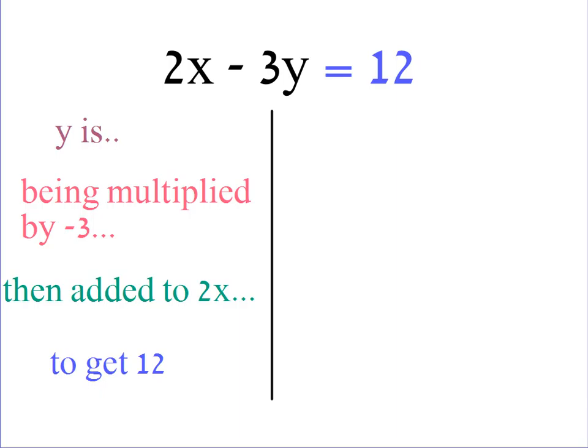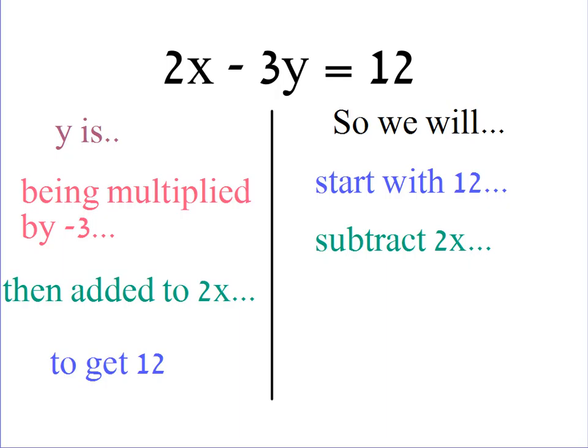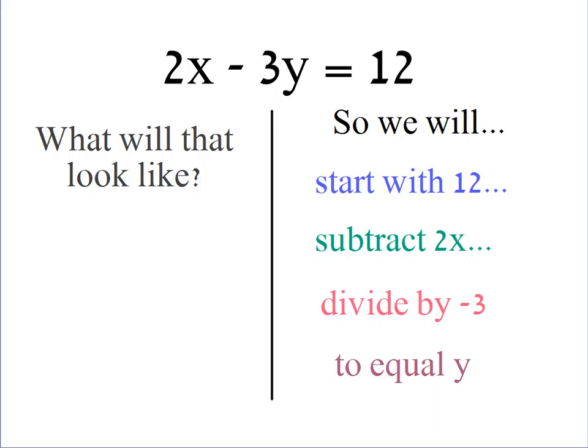In the second column, remember, we go back up that list using opposite functions. So we will start with 12, subtract 2x, and divide by -3 to equal y. Again, we're just using opposite operations. What's that going to look like? We're going to start with 12. We're going to subtract 2x, divide the whole thing by -3 to equal y.